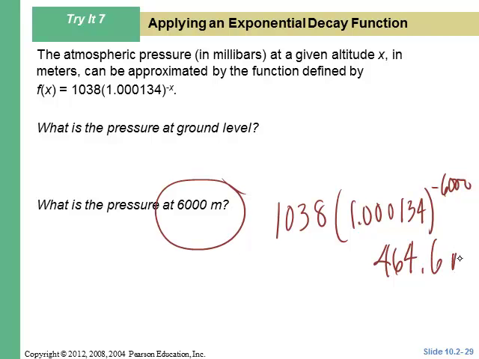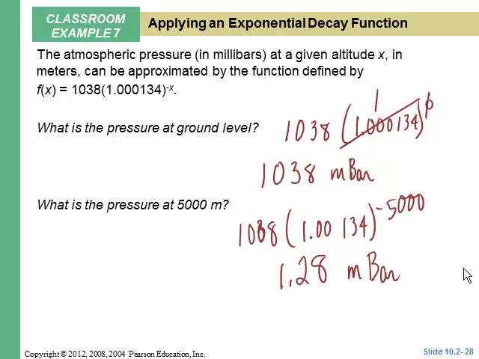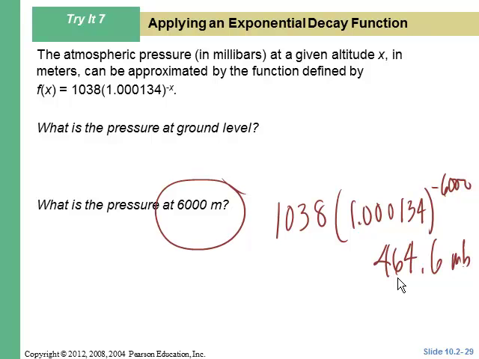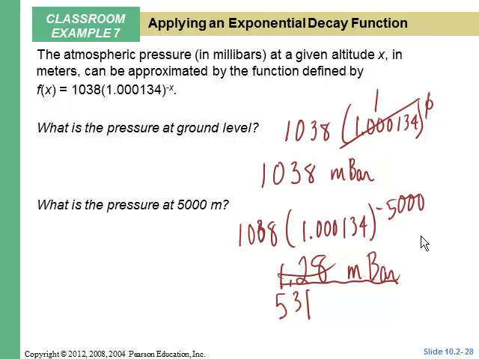You know what? I think I made a mistake on the last one. I don't think I had enough zero in the problem when I did it. I should have had one more zero in here. Let's try it again. 1038 times 1.00134 to the negative 5,000 equals 531. I was going to say that did seem a little small. The other reason that I knew I was wrong is when I tried 6,000, I came up with more. So there wouldn't have been that few millibars at that high an altitude.